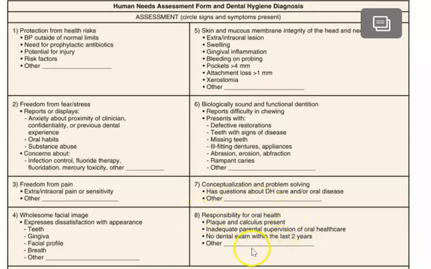Okay, if you see the parent is not brushing their kids' teeth properly or taking them to a dentist often, then they're not being responsible for their kids' oral health. So the client has to be responsible for their oral health, and if you see that they're not, then we need to circle one of these items, and we're going to address them.